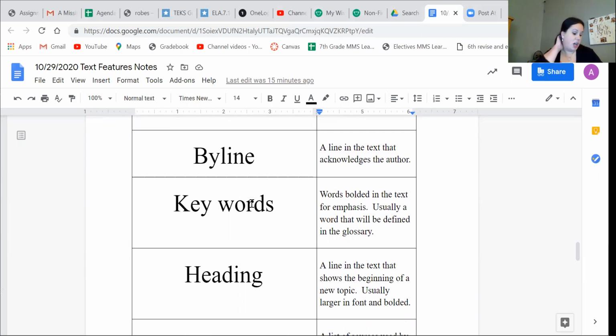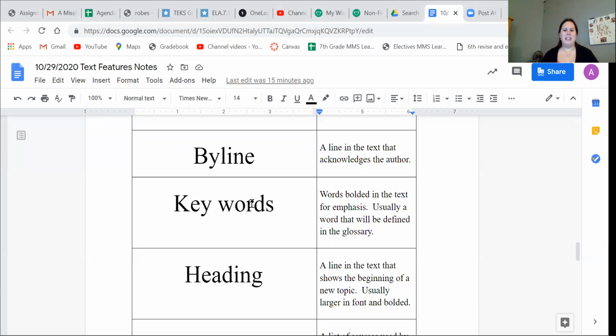Your keywords, which we talked about with the glossary. These keywords are going to be in your textbooks. They could be in a magazine. They're not usually in the newspapers, but they can be in any informational text, and they're going to be bolded. Okay, that is for emphasis.